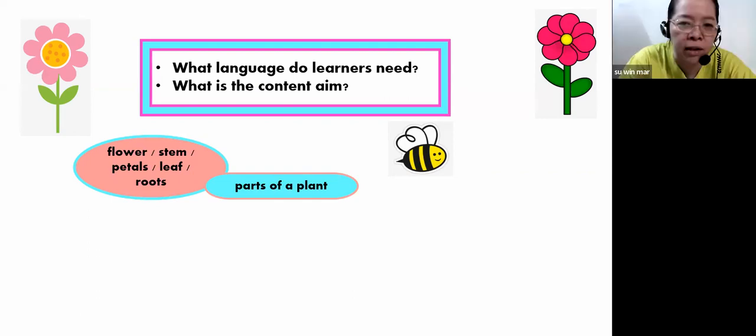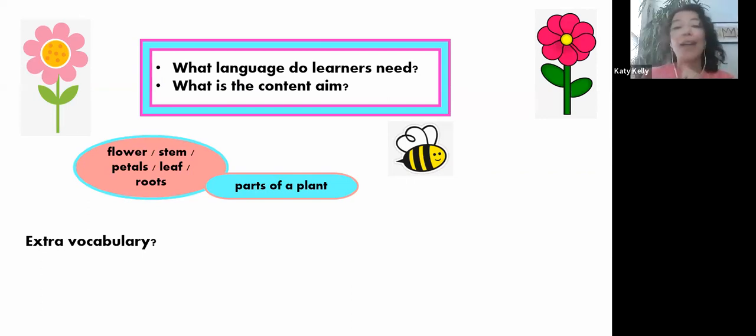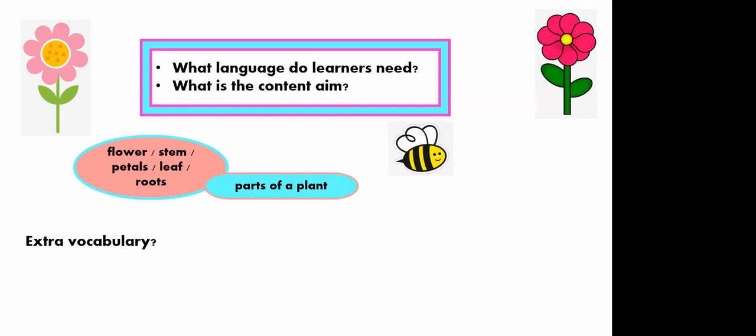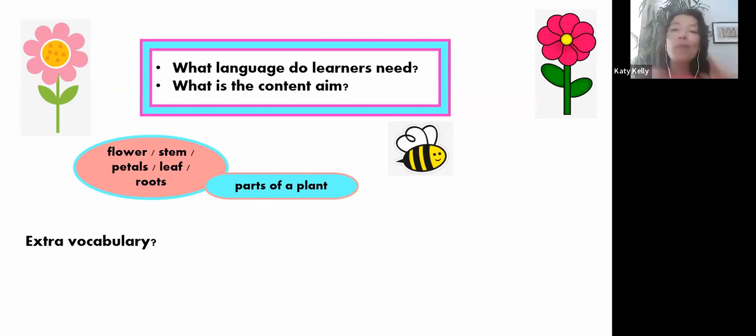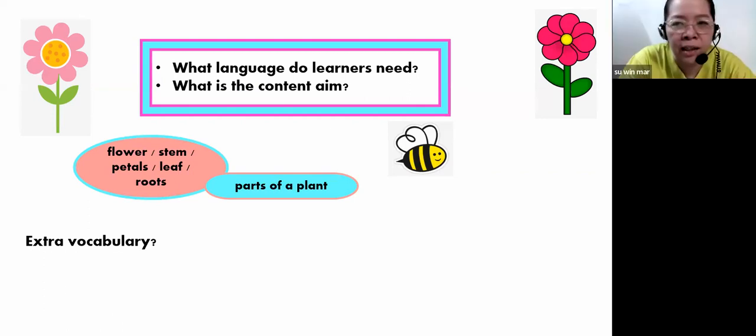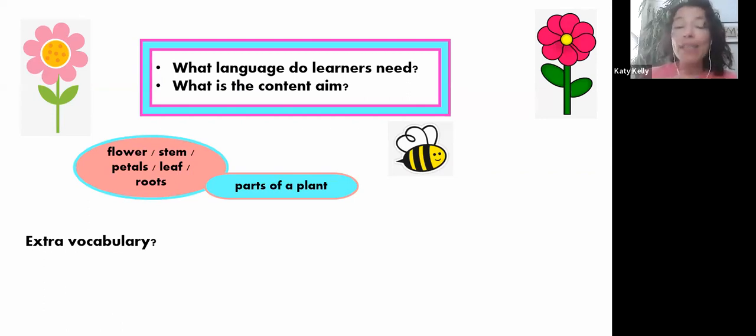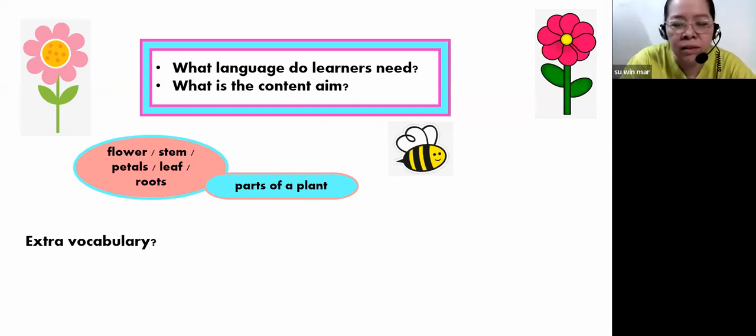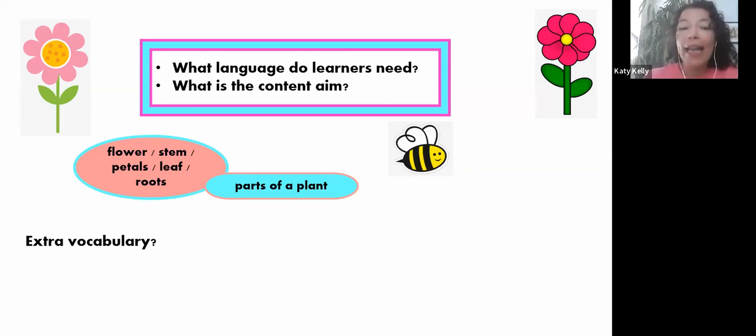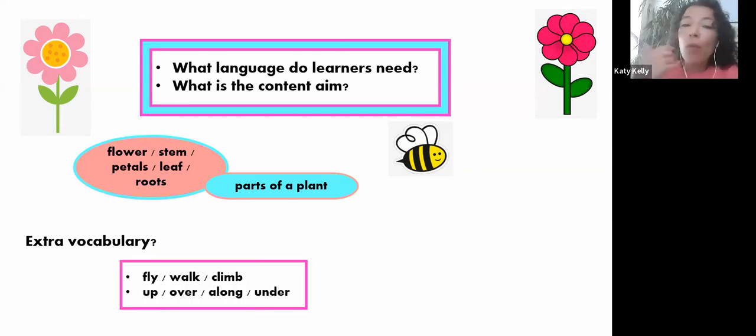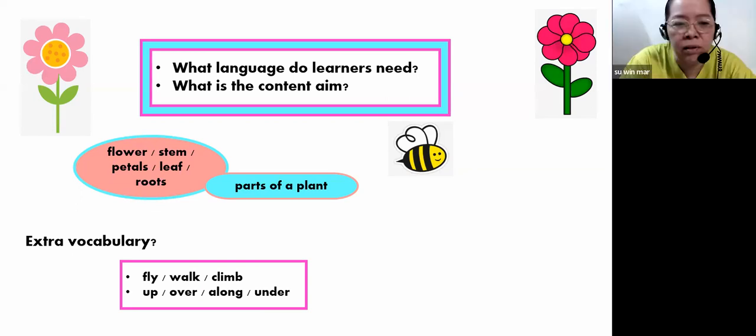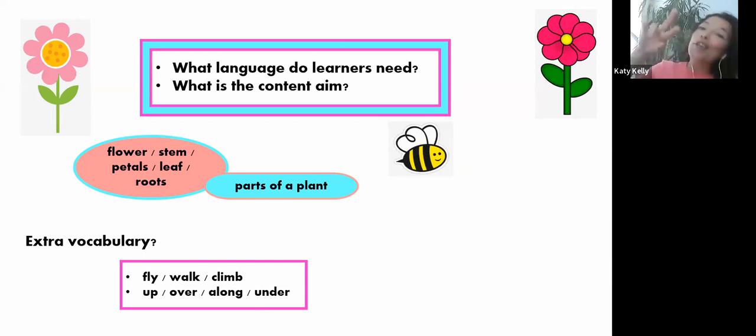Was there any other language that we needed or that we used? Action verbs. Fantastic. What were the action words? Waving. Yes, the mouse was waving. What about in the story? Climb, fly, climbing, walking. And someone said prepositions as well: down. Lovely. So the extra vocabulary was fly, walk, and climb, up, over, along, and underground.